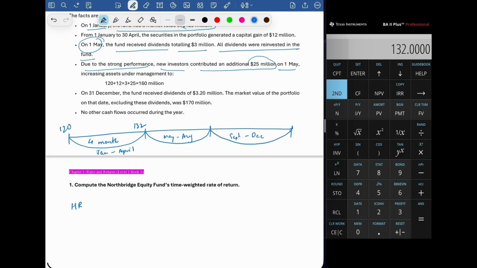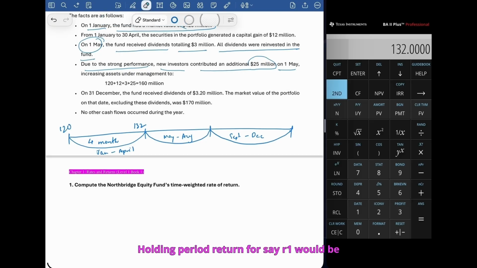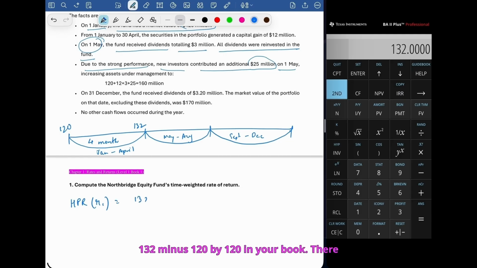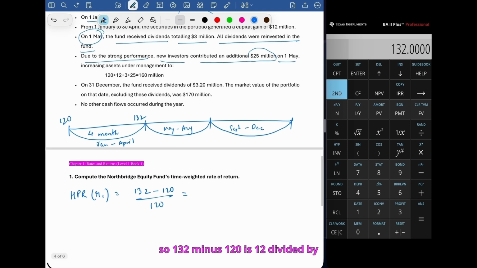So we need to calculate the holding period return for these 4 months, say R1, which would be 132 minus 120 divided by 120. In your book, there is one example where they have also added the dividend, which is wrong. This is the right way. 132 minus 120 is 12, divided by 120. It comes to 0.10, which is 10%. This holding period is done.